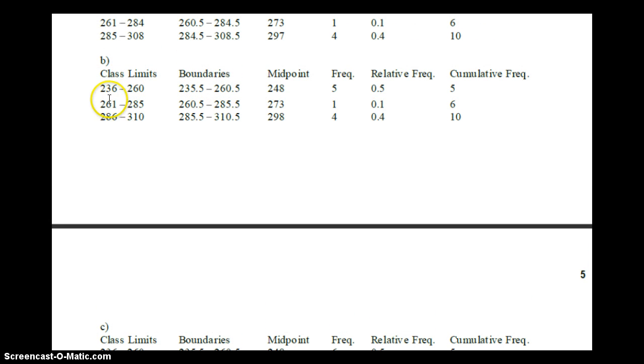And then B would be correct for this one. The class widths are correct because they're all the same here. 24 difference, 24 difference, 24 difference.